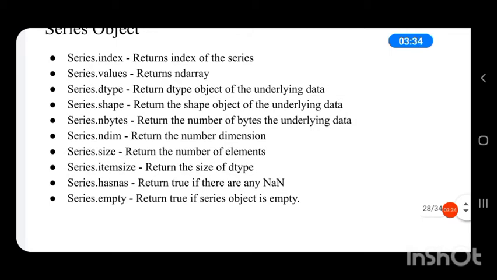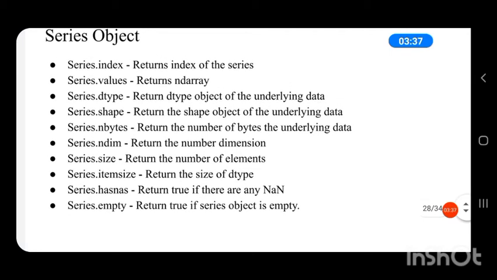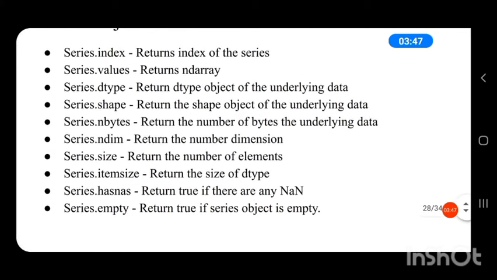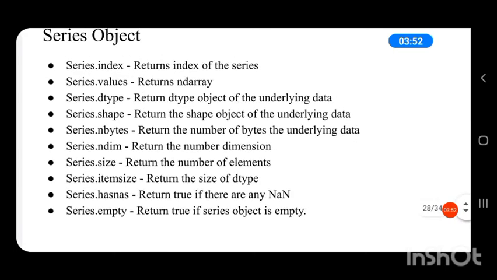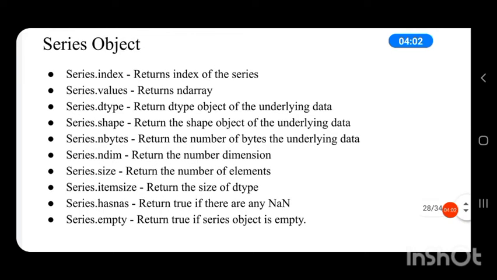Then series dot hasnans returns true if there are any NaN. It is hasnans. Series dot hasnans returns true if there is any NaN, not a number value, else it returns false. Then series dot empty returns true if the series object is empty.